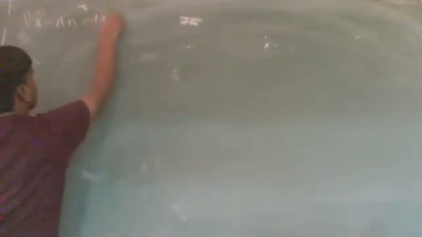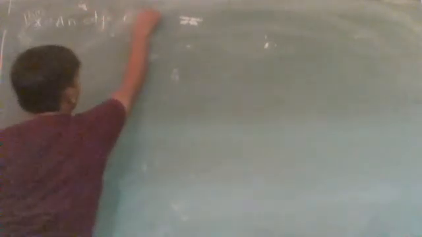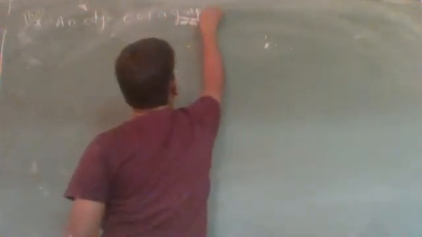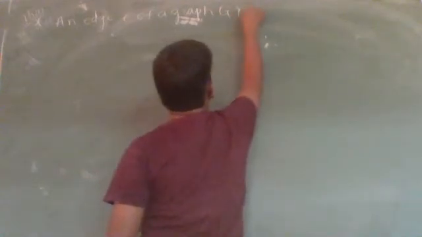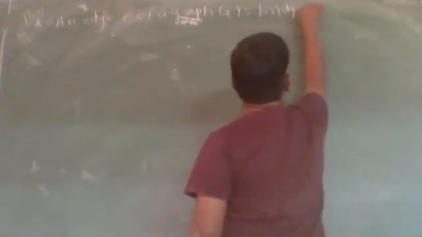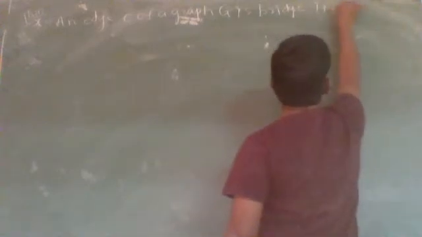Next theorem. An edge E of a graph G is a bridge if and only if E is not a part of any cycle in G.